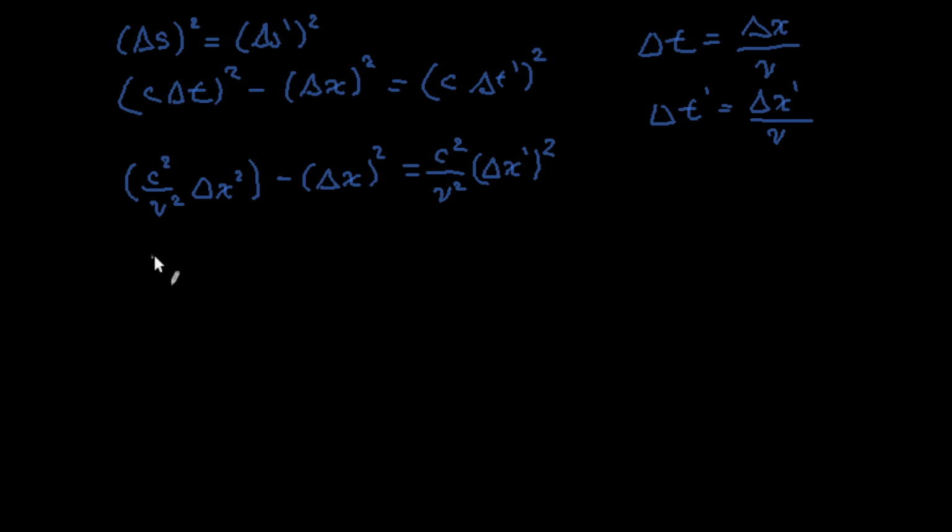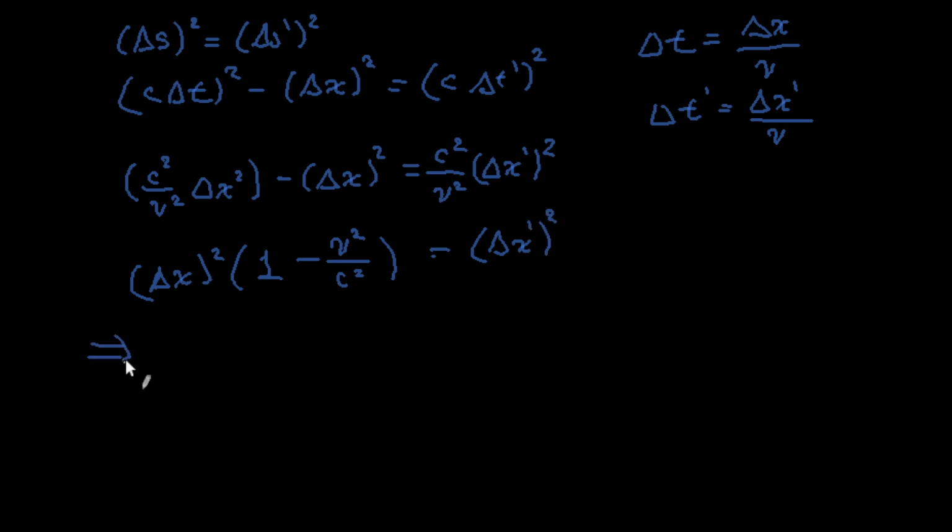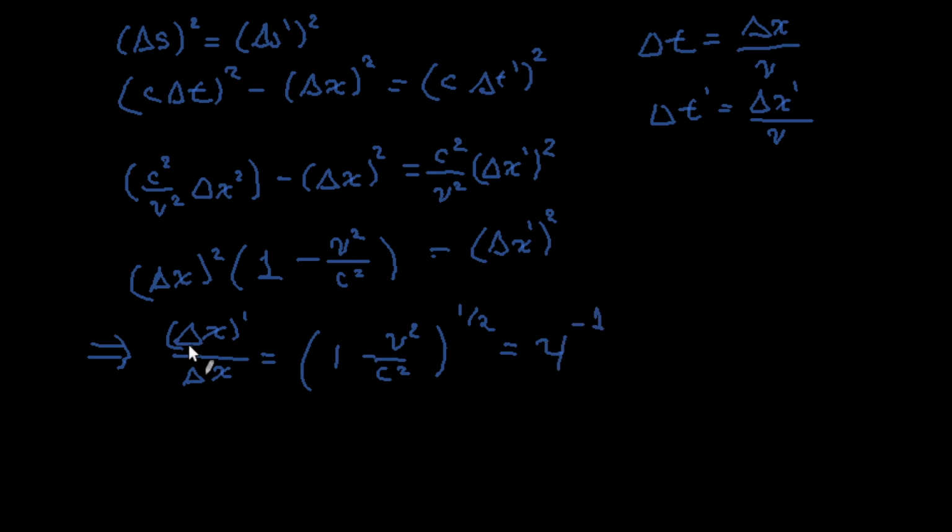Then we can make a further simplification, equals delta x prime squared. And take the square root of both sides. We will get that delta x prime divided by delta x is equal to 1 minus v squared over c squared to the 1/2, which is equal to that factor we mentioned, gamma to the -1.